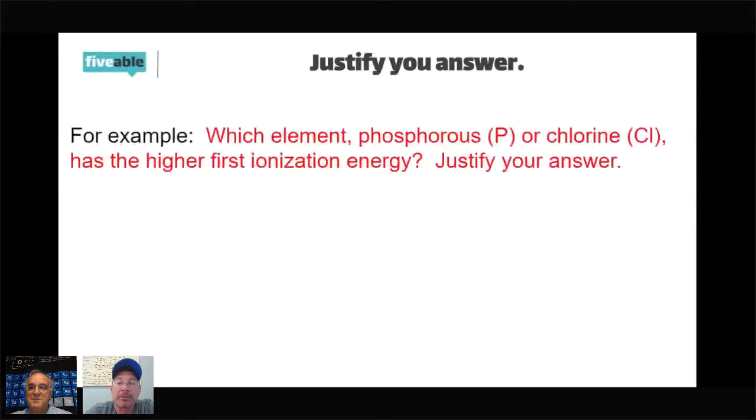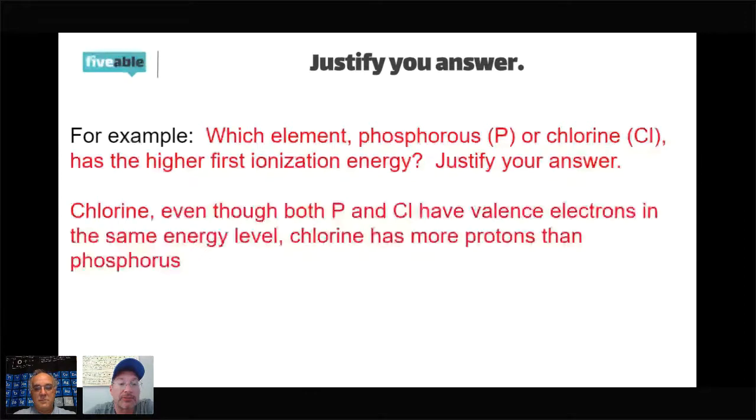So, which element, phosphorus or chlorine, has the higher first ionization energy? Justify your answer. Well, the claim is going to be chlorine. Okay, there's the claim. There's the answer. Answer the question. Here's the evidence. Even though both phosphorus and chlorine have valence electrons in the same energy level, chlorine has more protons than phosphorus. That's our evidence. So we've got claim, we have evidence.